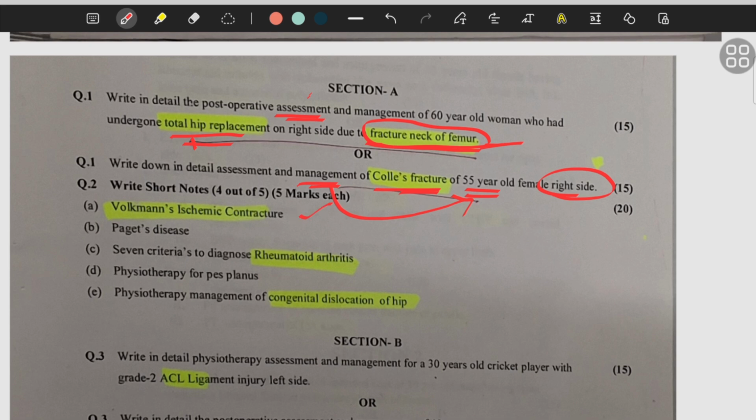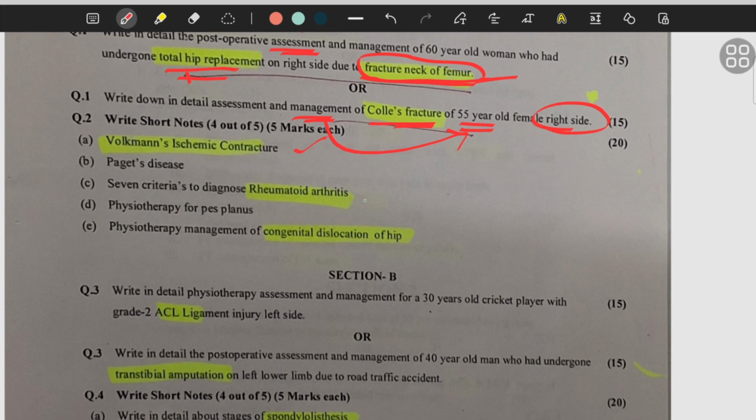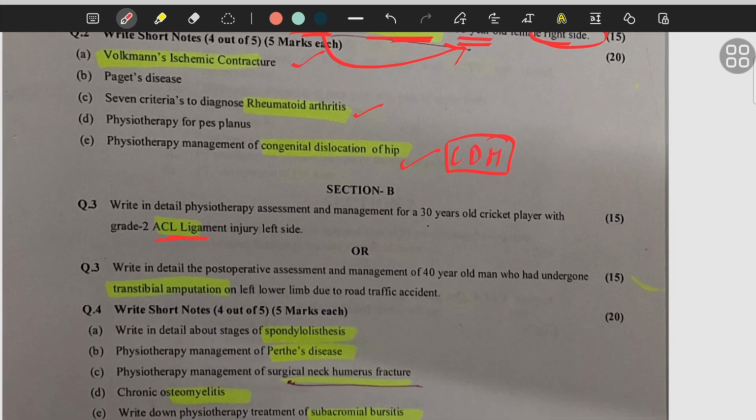Then VIC, that is Volkmann ischemic contracture, then rheumatic disease, then congenital dislocation of hip. In previous question papers, they have used CDH as the short form for congenital dislocation of the hip. Again, ACL injury. Over here they have asked you to write assessment and management. Again, they have asked you to write according to the age and also according to the profession of the patient, that is of the athlete, and they have also mentioned the grade. So you have to focus on all these things.